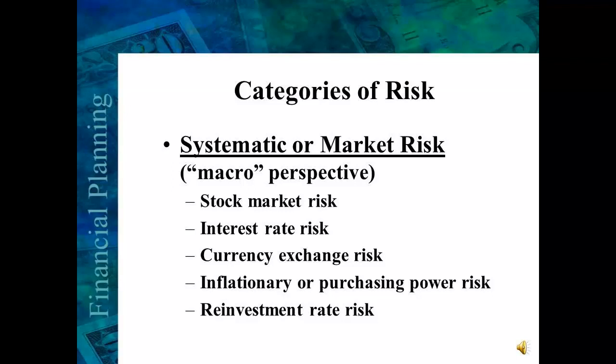Financial securities are subject to two broad categories of risk: systematic, i.e. market risk, and unsystematic, i.e. firm-specific risk. The first category explains risk in terms of the macro perspective. The second addresses risk from a micro perspective. Examples of systematic or market risk are stock market risk, interest rate risk, currency exchange risk, inflationary or purchasing power risk, and reinvestment rate risk.